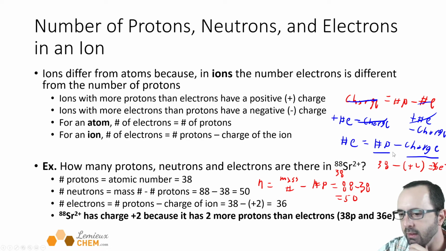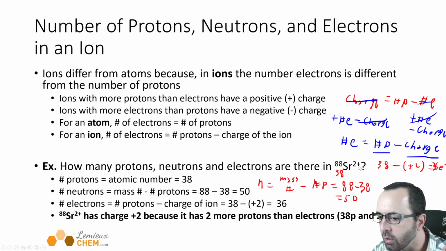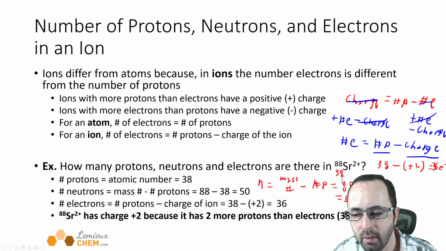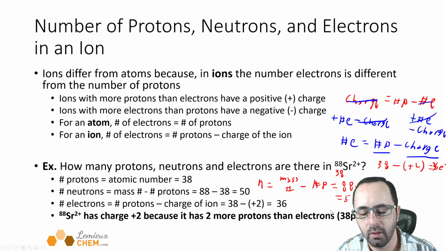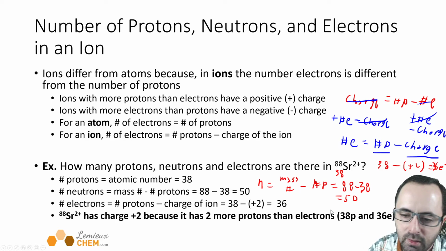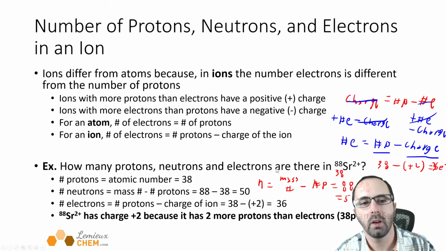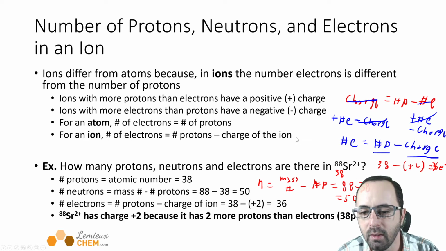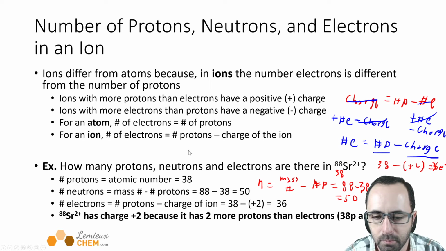Instead of applying this very specific formula, I just remember protons are positive. So if it's got a 2 positive charge, that means it must have 2 more protons than electrons. Since it has 38 protons, it has 36 electrons. And so that's how you figure out the number of protons, neutrons, and electrons in an ion. The only difference is that in an ion, the number of electrons is not the same as the number of protons. It's the number of protons minus the charge of the ion.